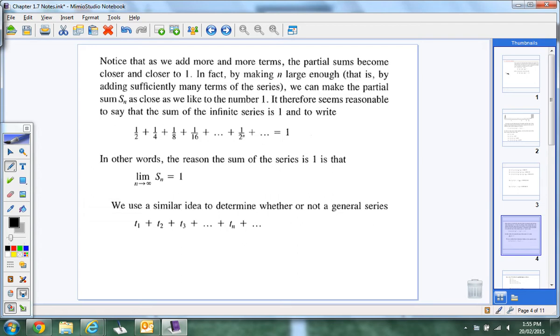It says, notice as we add more and more terms, the partial sums become closer and closer to 1. In fact, by making n large enough, that is, by adding sufficiently many terms to the series, we can make the partial sum as close as we like to the number 1. Therefore, it's reasonable to say that the sum of the infinite series is 1, because it's approaching. So this will be the notation here. This might be something you want to write down. Limit as n approaches infinity. Now we're talking about approaching infinity, which means if we just kept going forever, what would it eventually get to? In this case, eventually he'd hit the wall, if we want to be technical.